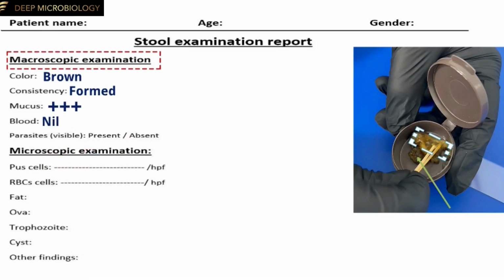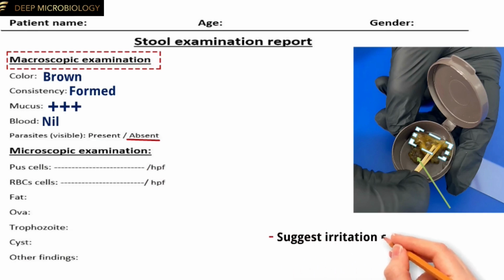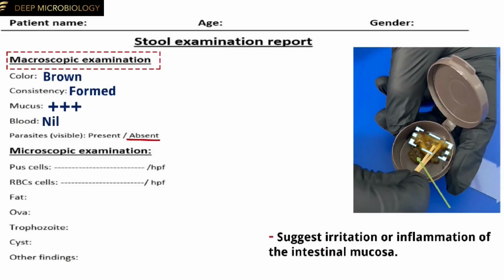And no visible parasites are observed in this sample. So when you see a significant amount of mucus like this, 3 crosses, it may suggest irritation or inflammation of the intestinal mucosa.